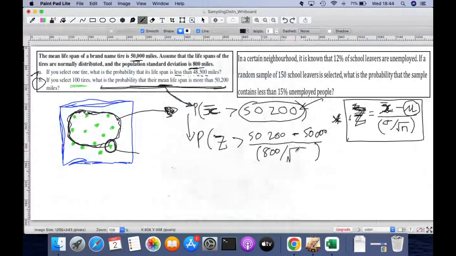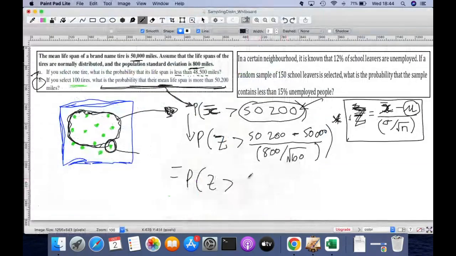Yes, exactly. So that's exactly it. The n is 100, so I substitute the 100 here. Okay, perfect. Now I just plug that into my calculator. It becomes the probability of Z greater than... And if you work that out, you put it in your calculator, I think you'll get a value of 2.5.